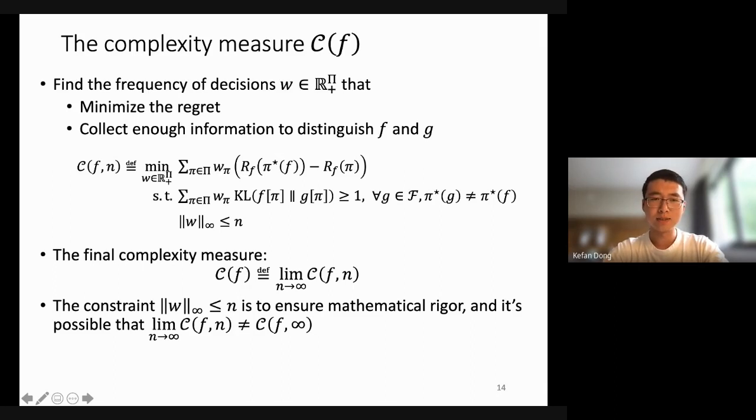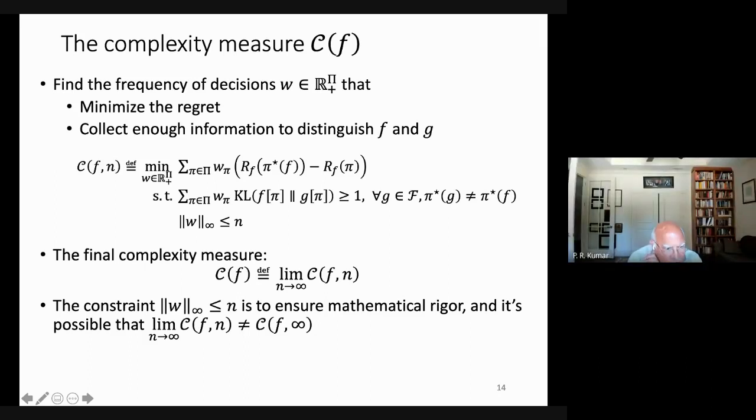But to extend to general interactive decision-making problems with arbitrary hypothesis class, we need to add this constraint because it is possible that this limit doesn't equal the optimization problem without this constraint.